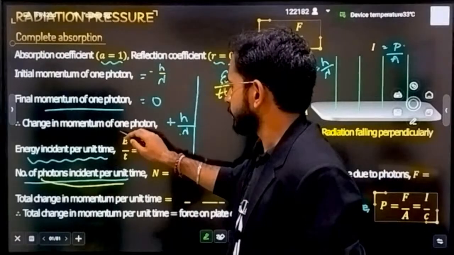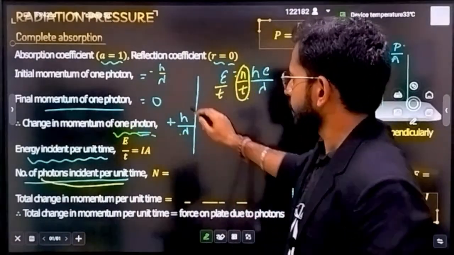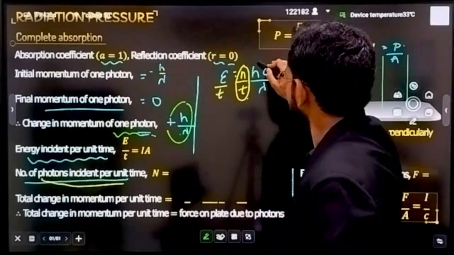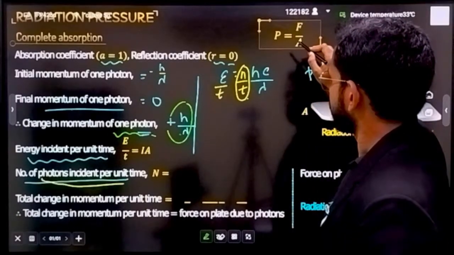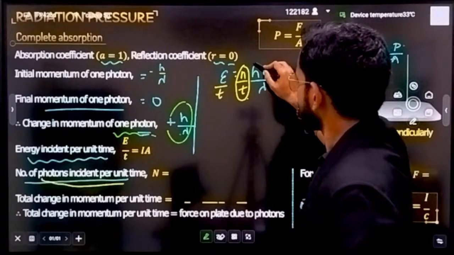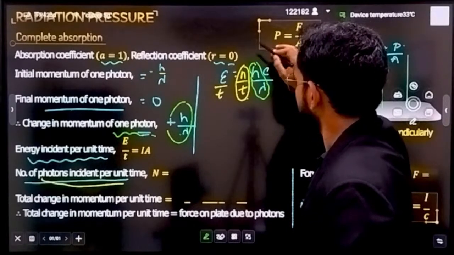One more thing to notice, very important. What is the change in momentum? Change in momentum is h by lambda. That means can I say this is h lambda by h.